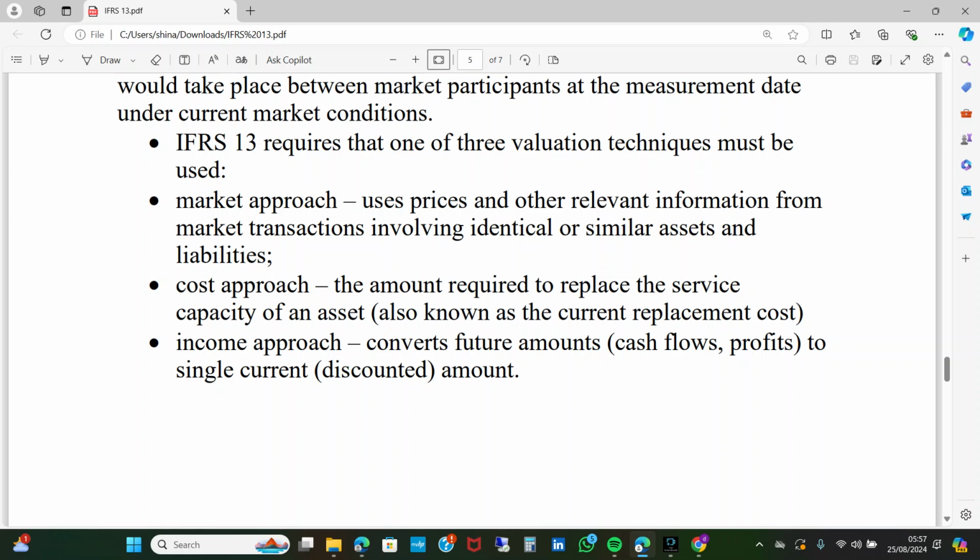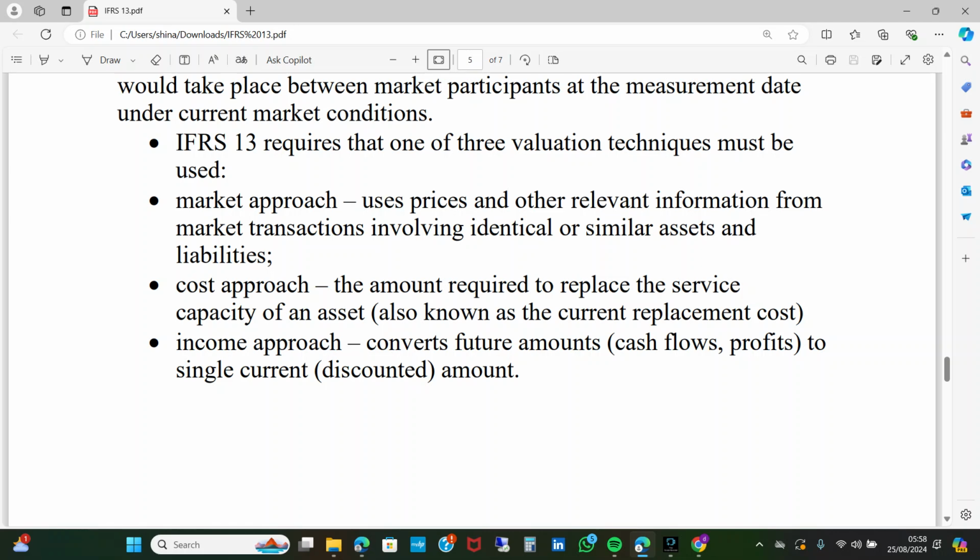Let's look at the second approach called cost approach. What is cost approach? We look at the amount required to replace the service capacity of an asset, also known as current replacement cost. This one we use the most times when we are doing maybe plant and machinery, like we constructed the plant and want to determine the fair value. Current replacement cost is, if you want to replace this asset now, want to rebuild or want to do another one, how much is it going to cost us?